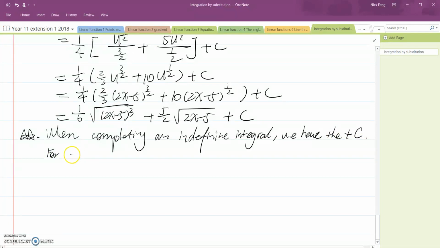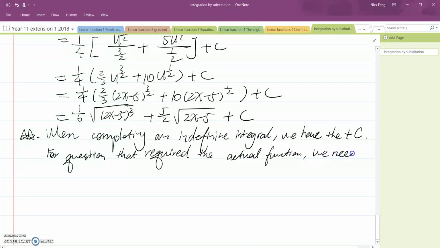For questions that require the actual function, we need one set of values to find each c, because sometimes you can actually integrate it twice.